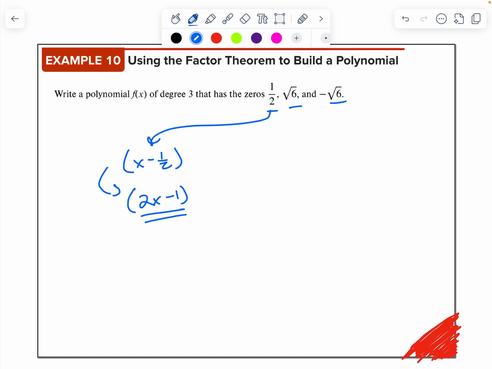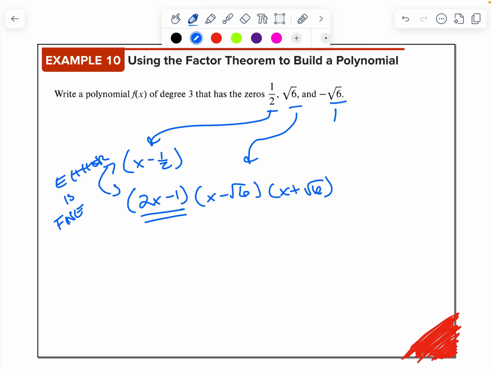I'm going to use the bottom way. Either of these will work. Either is fine. All right, my next factor is going to be x minus square root 6. My next is going to be x plus square root 6. Because I know that that is a solution and that is a solution, right?